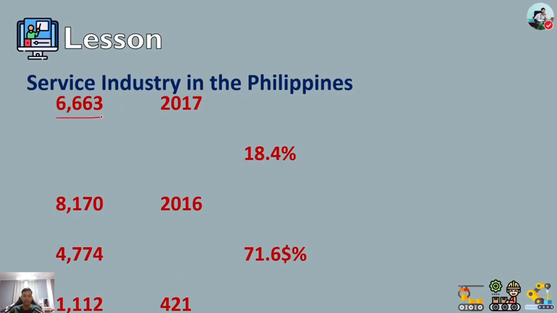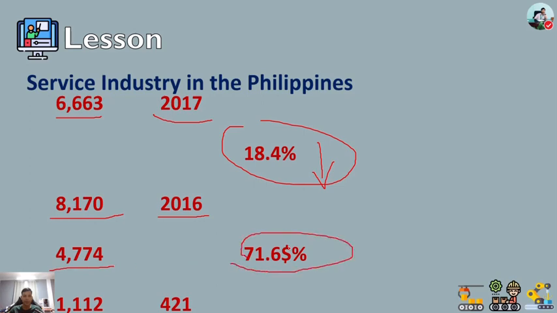A total of 6,663 establishments in the formal sector of the economy were engaged in human health and social work activities in 2017. This reflects a decrease of 18.4% from the 8,170 establishments reported in 2016. Among the industry groups, medical and dental practice activities led the sector with 4,774 establishments, or 71.6% of the total, followed by hospital activities with 1,112 establishments and other social work activities without accommodation with 421 establishments.